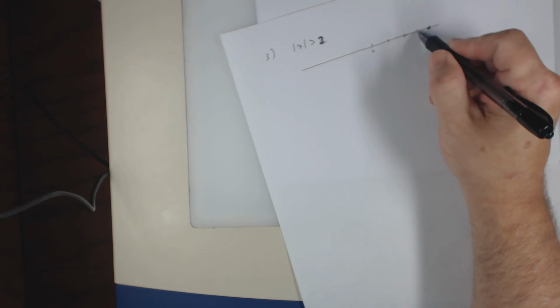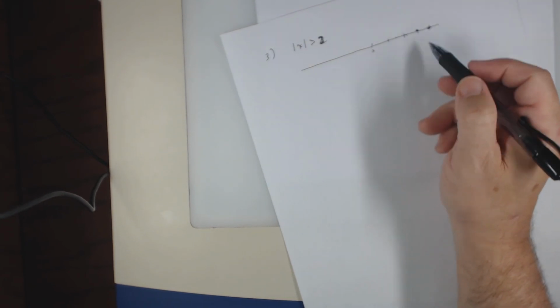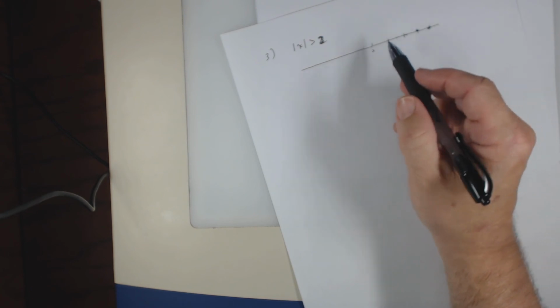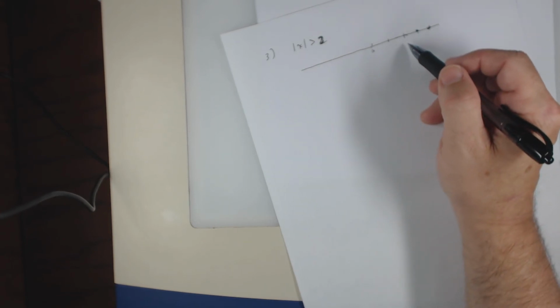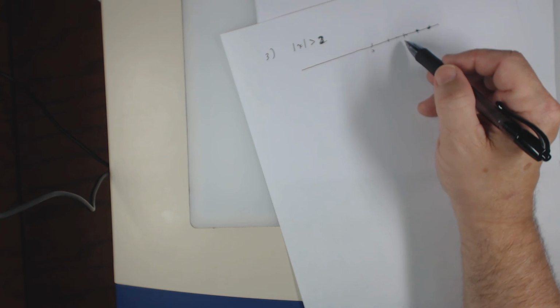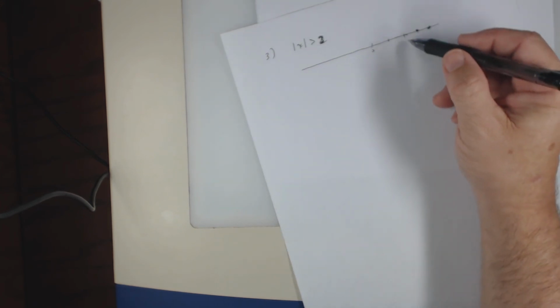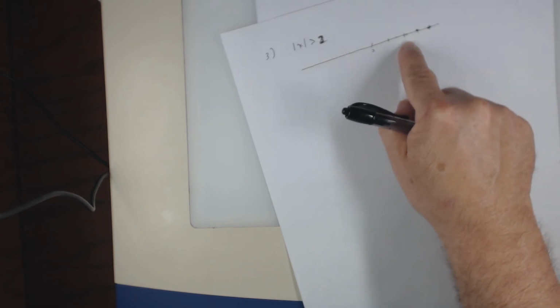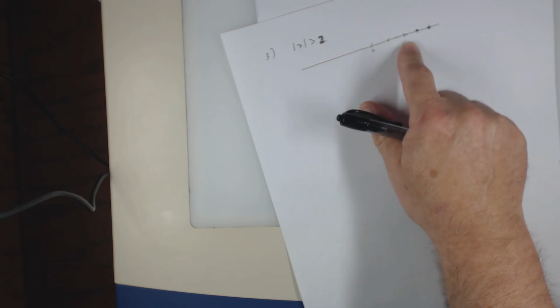3, okay, 3 works. The absolute value of 3 is 3. 3 is bigger than 2. 2.5 works. The absolute value of 2.5 is 2.5. 2.5 is bigger than 2. What do you think is going to be the smallest one? 2. No, not 1, because the absolute value of 1 is 1. 1 is not bigger than 2. So what do you think is going to be the smallest positive number you can use? Yeah, I agree. 2.1.